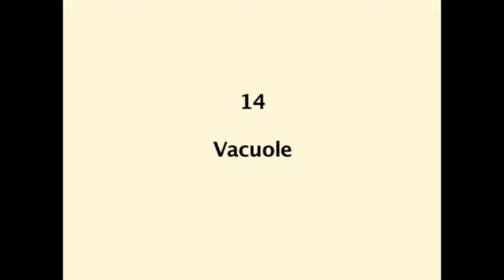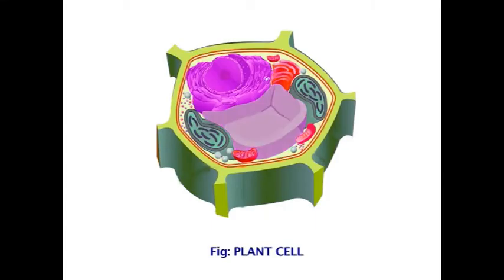Next is the vacuole. Vacuole is a large central water-filled vesicle enclosed by a membrane known as the tonoplast present in plant cells. The function of vacuole is to maintain the osmotic pressure and turgidity of the cell and also stores useful material and digests waste proteins and organelles.